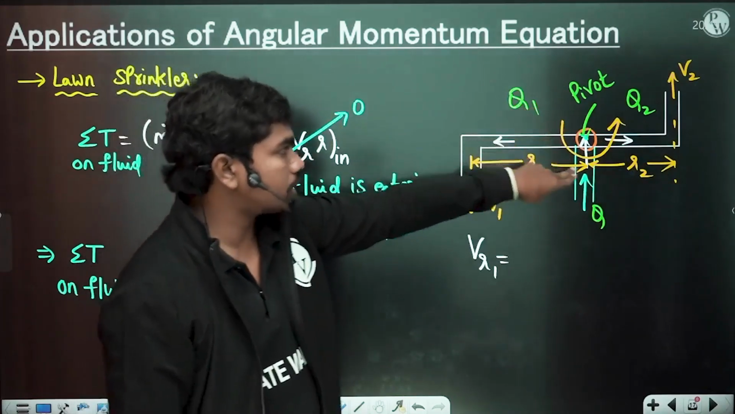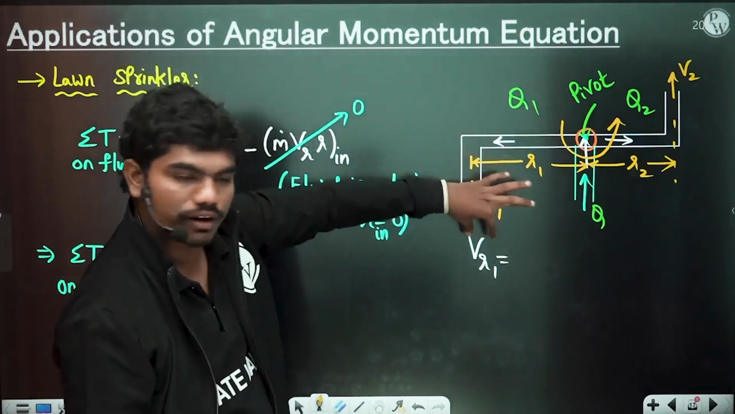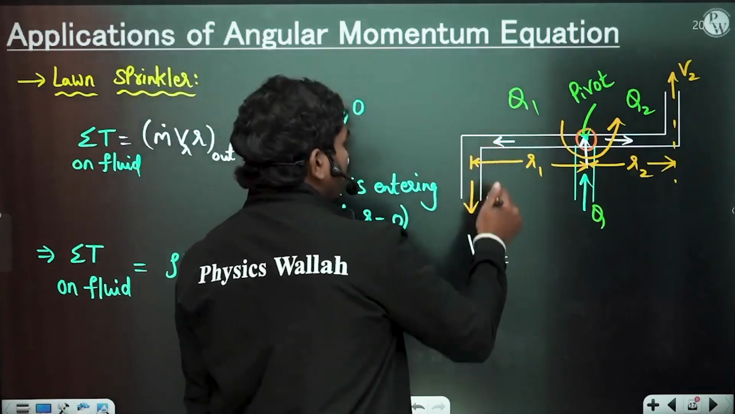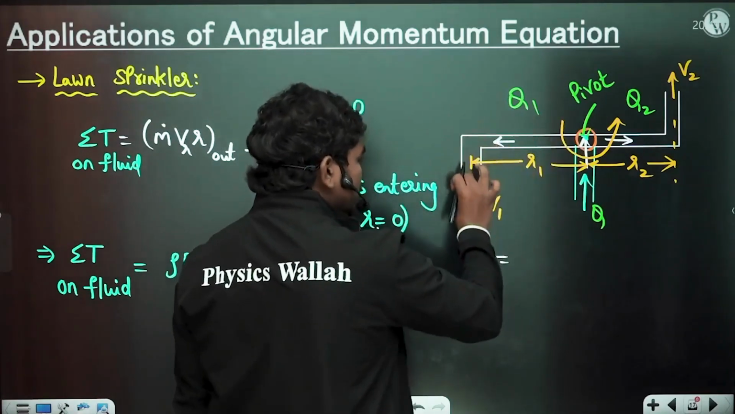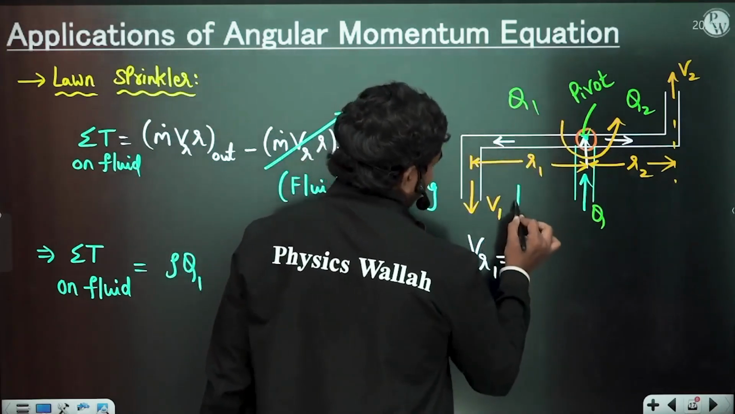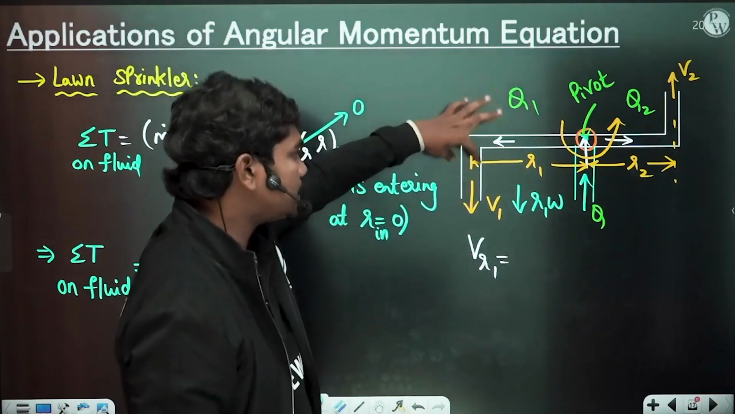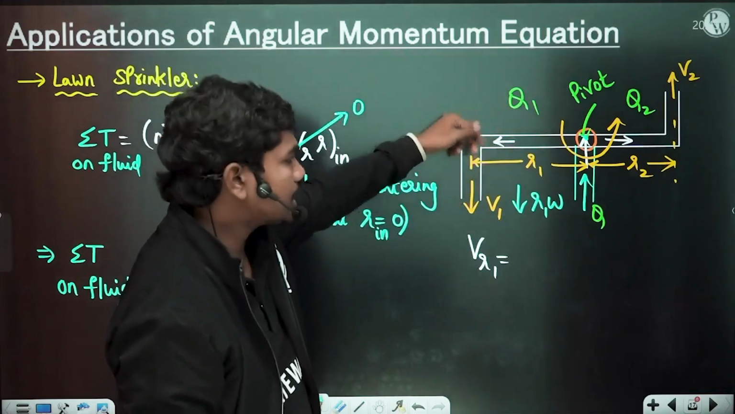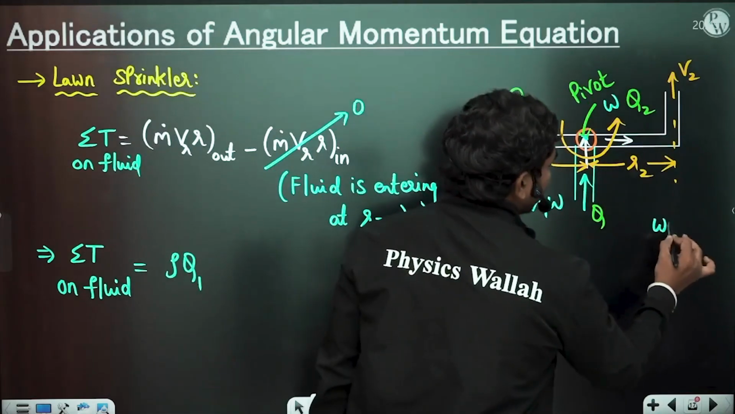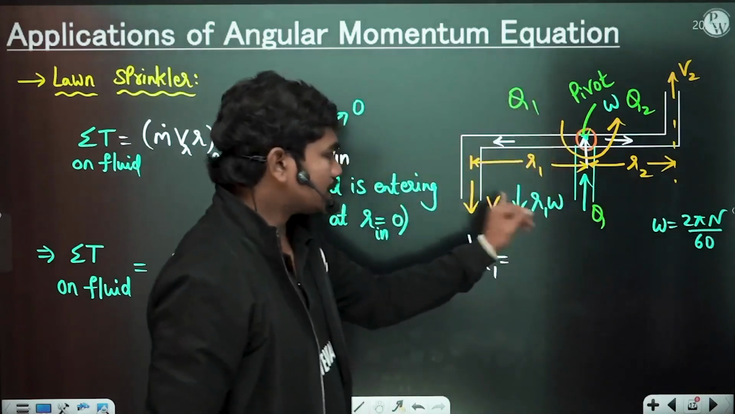Whenever the sprinkler is rotating in the counterclockwise direction, this arm will move at a velocity of r1 times omega, correct? The fluid is moving along this arm, and the body of the sprinkler is also moving in this direction with r1 omega velocity, because the linear velocity of this frame here is equal to r1 times omega. If this is omega, or generally if they give you n, omega is equal to 2 pi n by 60. Whichever is given, you use omega. Now this is r1 omega, correct?